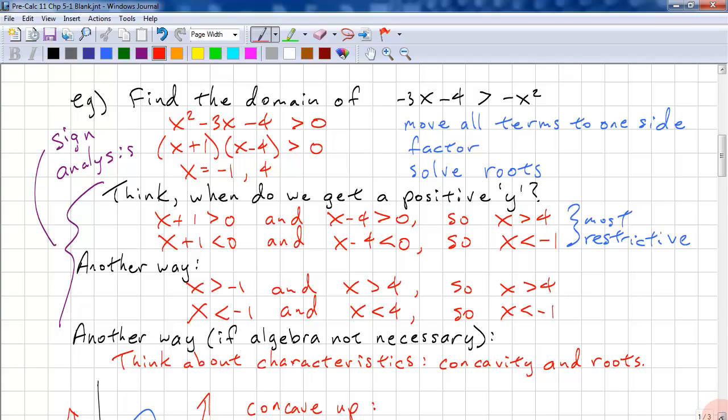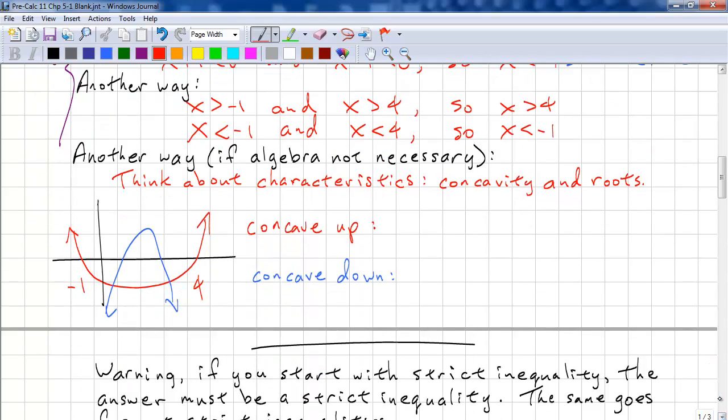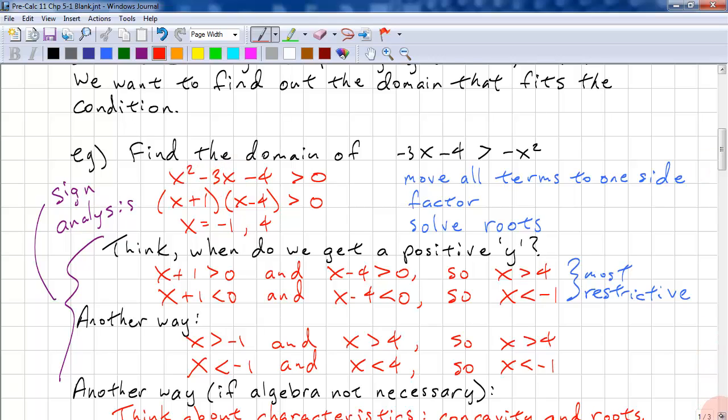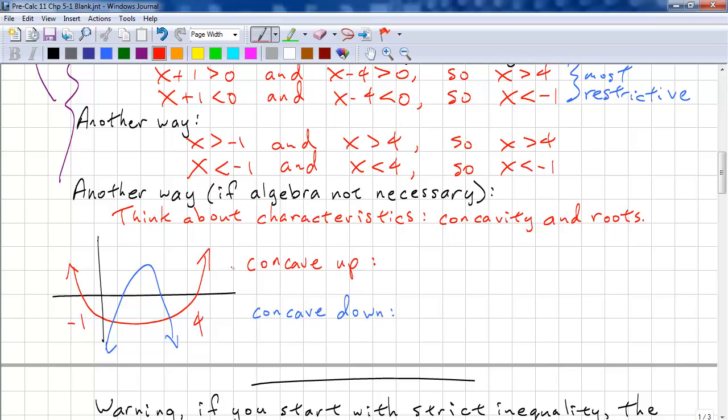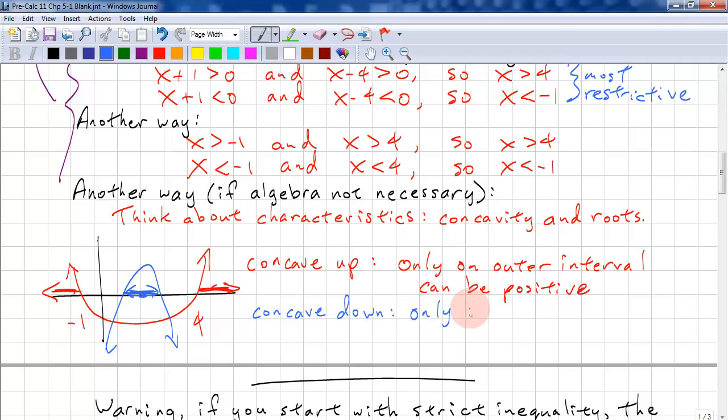And another way to think about it, if you aren't required to show the algebra, we look at this case. Concave up. This function is concave up. The only possible places for y to be positive is on the outer interval. Okay, if we look at concave down, this is not our function, but if we looked at concave down, the only place that can be positive is the inner interval. And here we have the outer. So again, this is thinking about the characteristics of a quadratic function.